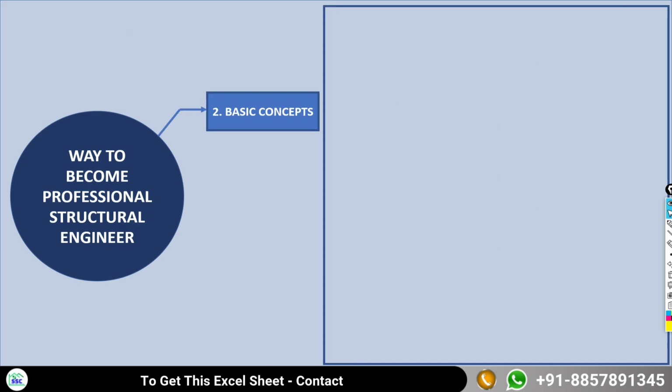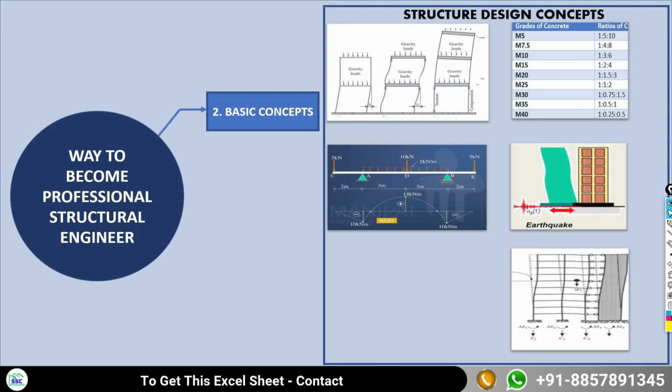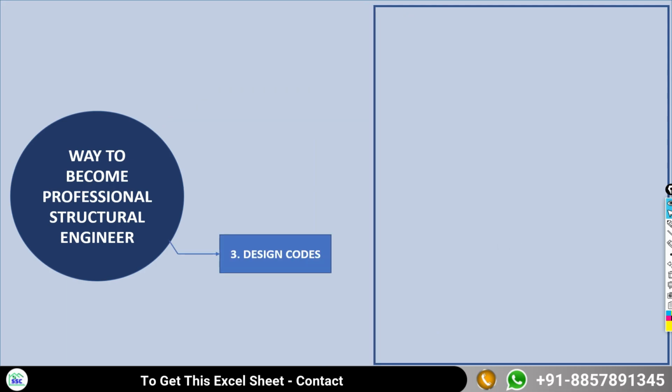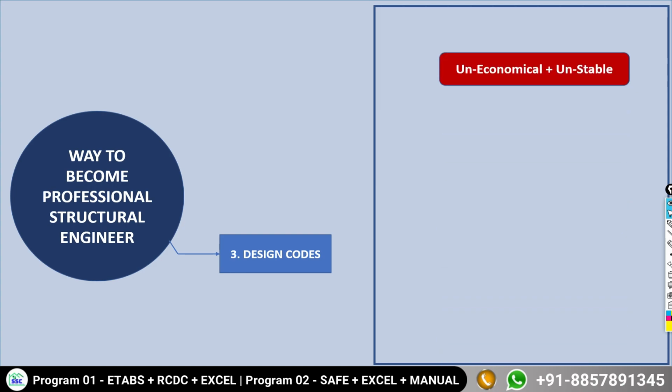And with these two important requirements, the third requirement you have to fulfill, that is having the knowledge about the design codes. See, if you are going to design your structure without following the design codes, without having the knowledge about the requirements of the design codes, Indian standard design codes, you are not going to design your structure as economical as well as stable. Without following the design code, if you are going to design your structure, definitely your structure will be uneconomical as well as unstable.